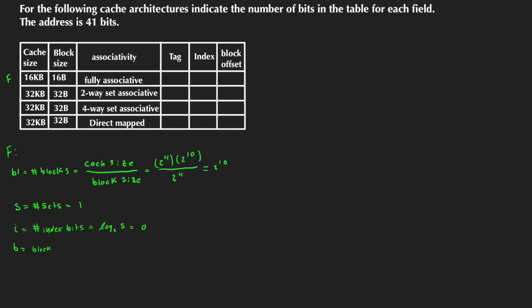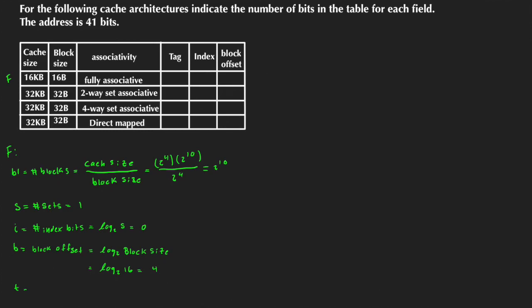Next, we're going to want to find the block offset, which I'm going to label B. And that's going to be log base 2 of the block size. That's going to be log base 2 of 16, which is going to be 4.